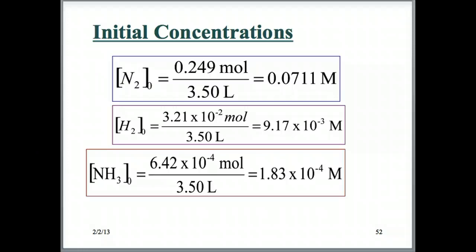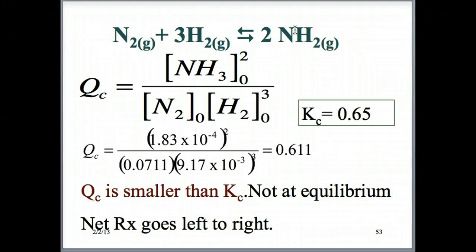So they solved for each molarity by dividing by the volume. And you can see that all they did was use that same expression that we created with the squared NH3 on top, the cubed H2 on the bottom, plugged all the values in, and solved for Q. Now if you remember, the K was equal to 0.65. Our Q is equal to 0.611. So it is almost at equilibrium, but it's not at equilibrium.